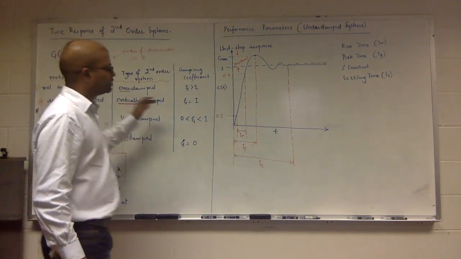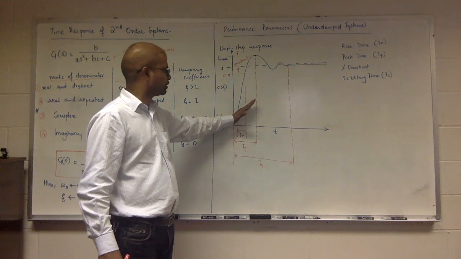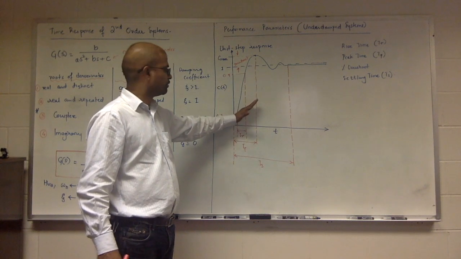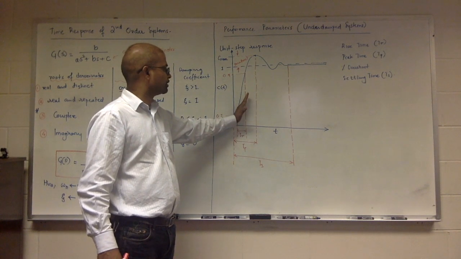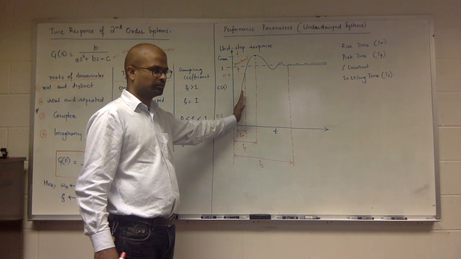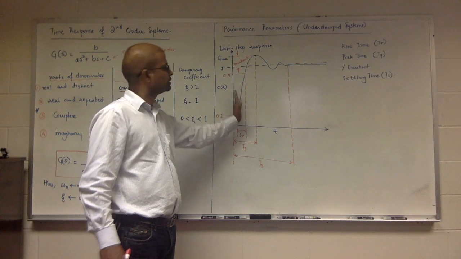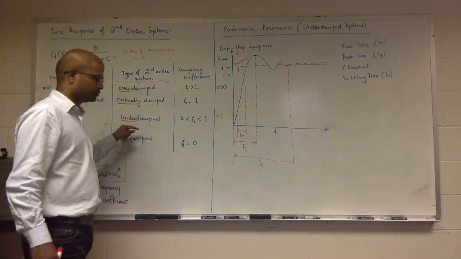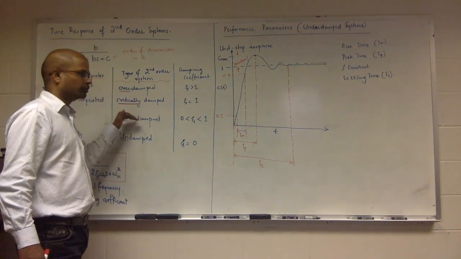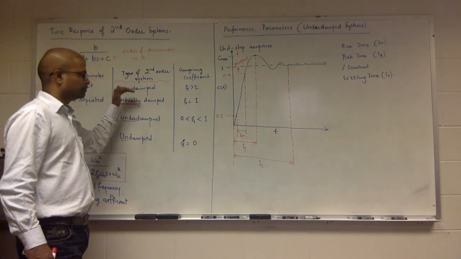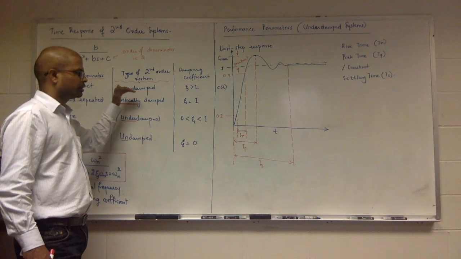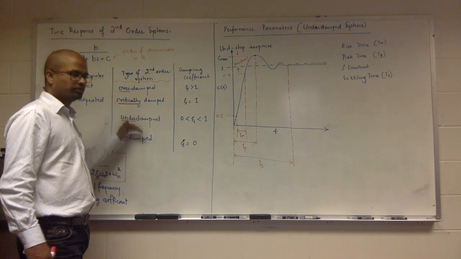For overdamped, it looks like this. Okay. For critically damped, it is like this. For underdamped, it is like this. All right. So it is from here to here. You see, this is how it follows. The slope tends to become steeper and steeper. Okay.